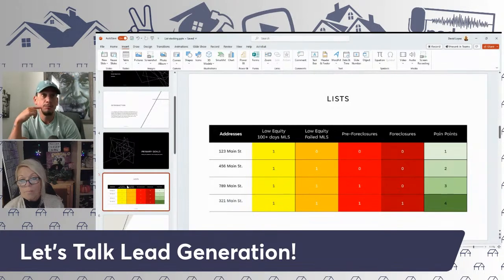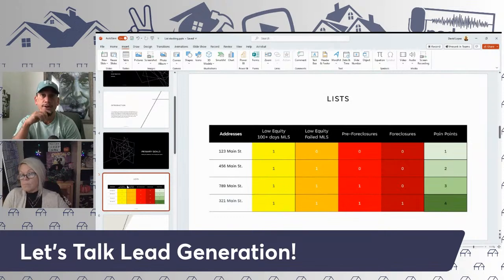So 789 Main Street is on 3 because it's already hit the other 2. Now it's in pre-foreclosure. This guy doesn't have a way to pay for it. In Florida, it's about, I think, 3 months. If you don't pay within 3 months, the lender has the right to file for pre-foreclosure. That's just the beginning process, and then that property address ends up on that list. So then you have 3 pain points. It's on 1, 2, 3 lists.